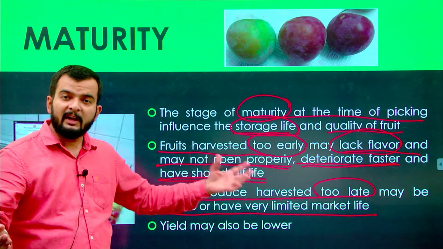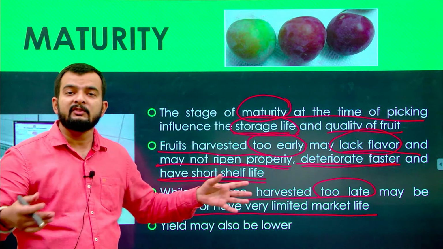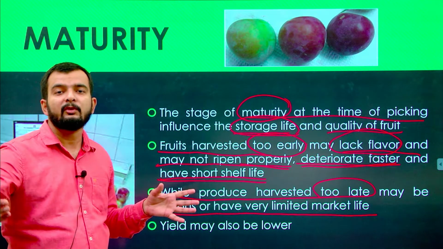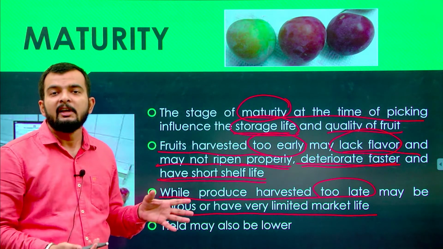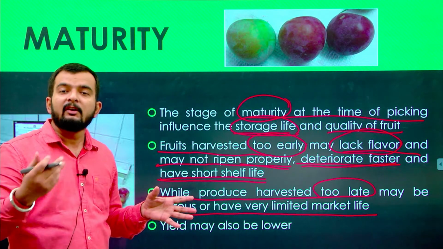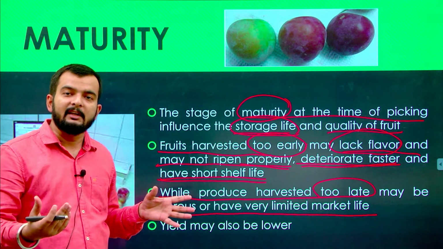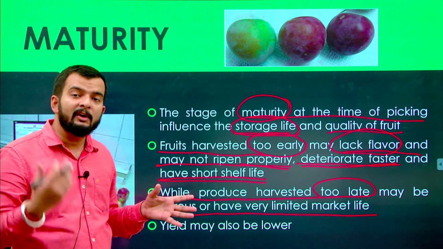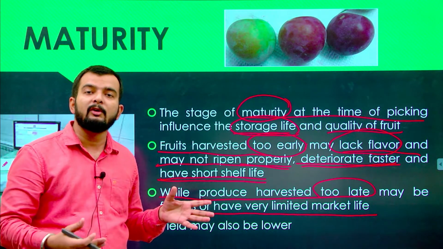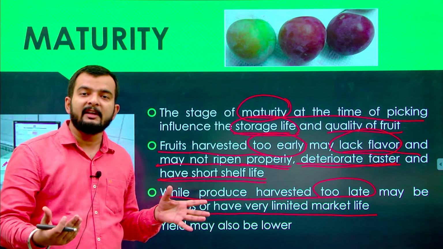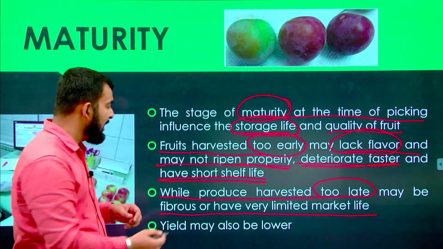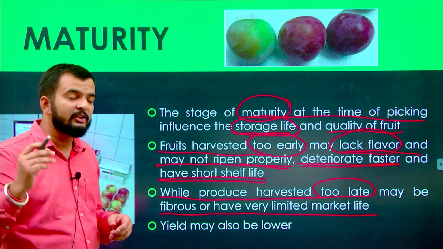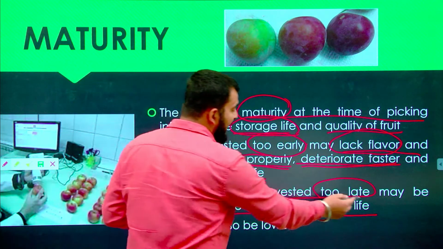But if it has ripened on the tree and you still leave it for 3-4 days or 1 week during transportation, when it reaches the customer, it will not have that adequate quality. The customer will not enjoy the taste. The organoleptic quality of the fruit will not be what is desired by the customer. So fruit should not be harvested too early. Also, it should not be harvested too late.